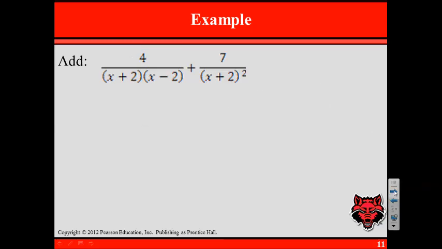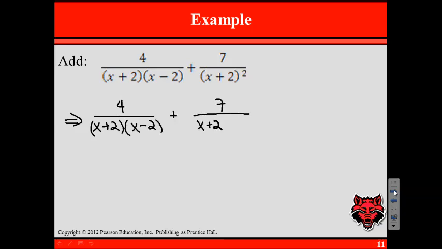Let's try another example. 4 over x plus 2 times x minus 2 plus 7 over x plus 2 squared. Just like we did on the previous example, let's start by factoring each denominator. The first denominator is factored, x plus 2 times x minus 2, plus the second denominator we can rewrite as x plus 2 times x plus 2. So as we compare each denominator, the first denominator has a factor of x plus 2, a factor of x minus 2. However, the second denominator has 2 factors of x plus 2. So the first fraction needs an additional x plus 2 on top and bottom.